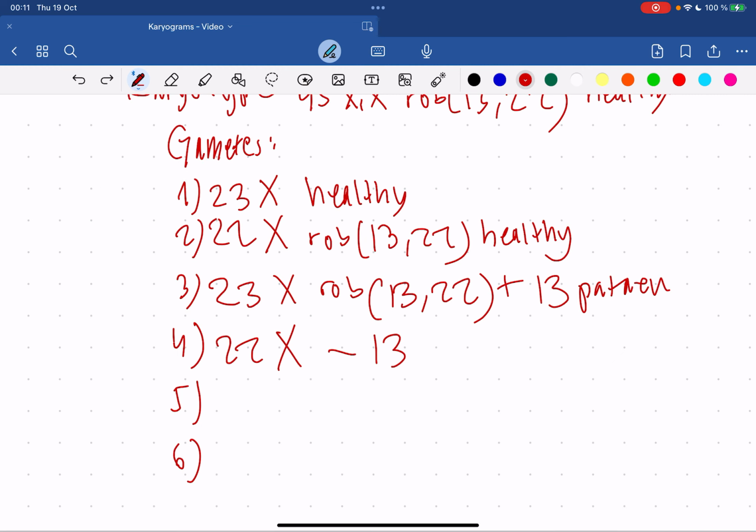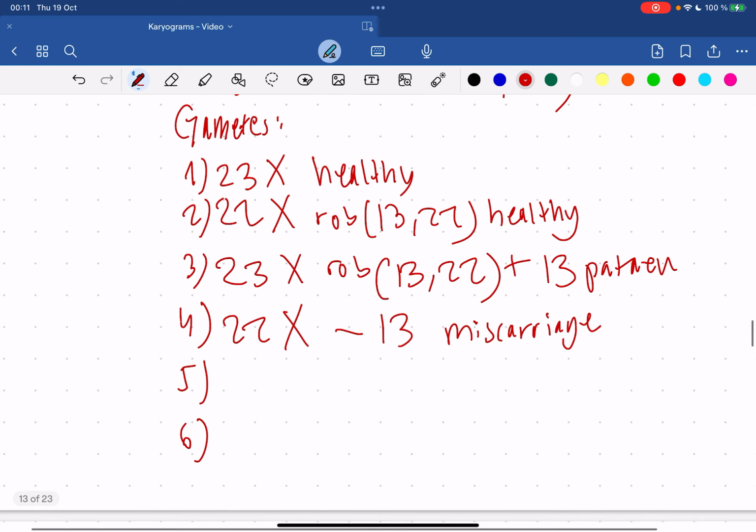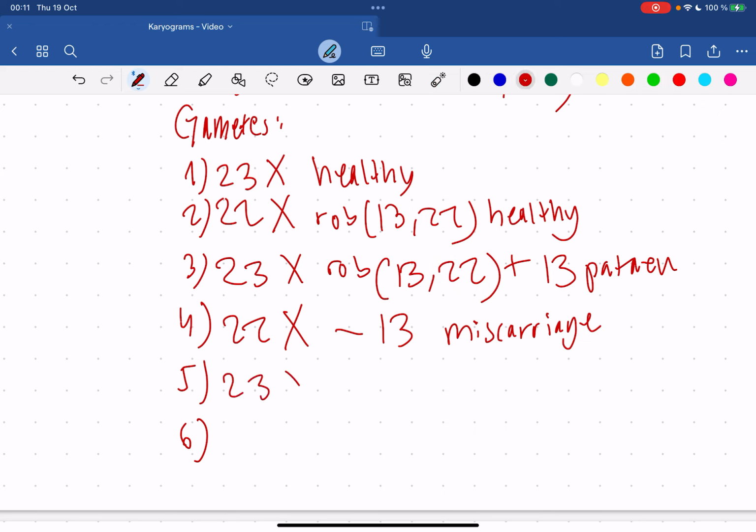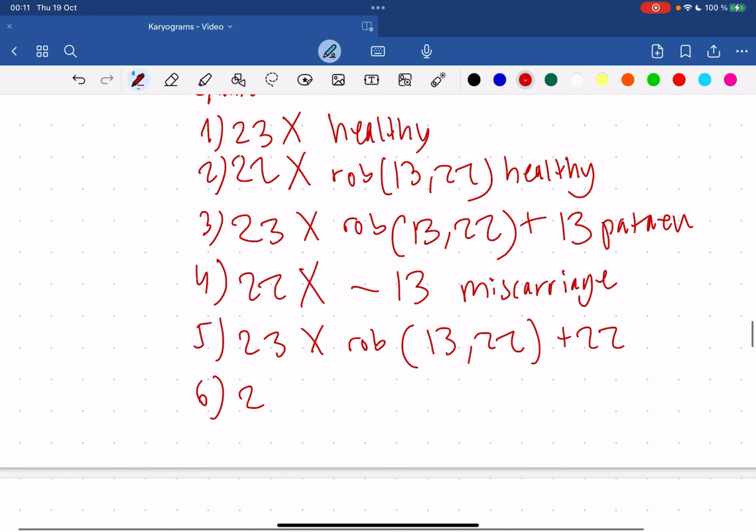And that would be a miscarriage. Why? Because it's minus and it's a monosomy. Not and, but it's a minus, therefore monosomy, therefore miscarriage. 5 is just the opposite, but instead of plus and minus 13, you write plus and minus 22. So let's write it up here. X Rob 13, 22 plus 22, and then 22X minus 22.